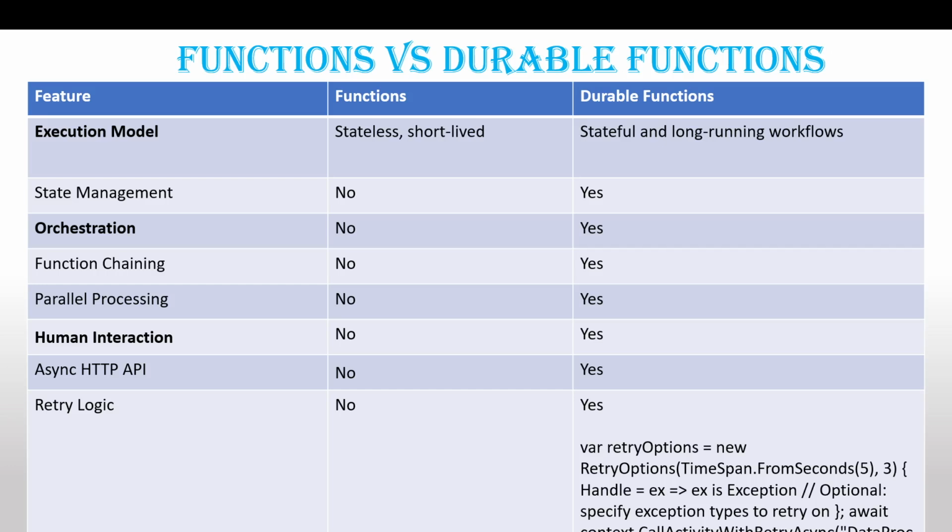If you see the code here, we are creating an instance of RetryOptions, and then we are mentioning how many retries we want and what the time interval between retries is. In this example, we want to retry 3 times, and the duration between the retries is 5 seconds. And we'll be passing this instance to the activity function. So we are passing these retry options to an activity function called data processor.